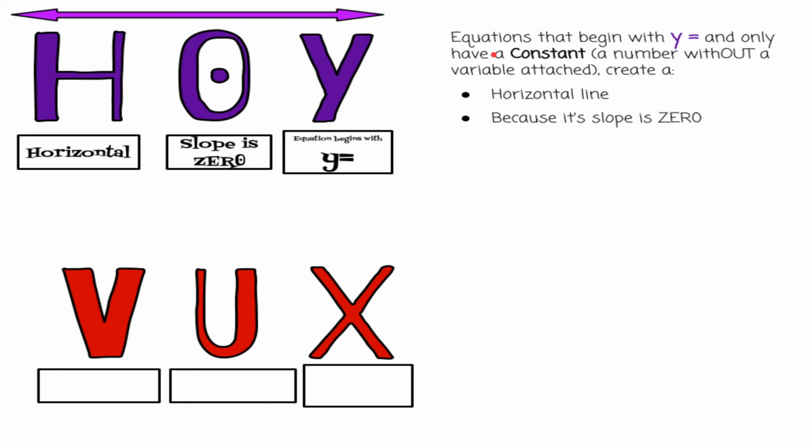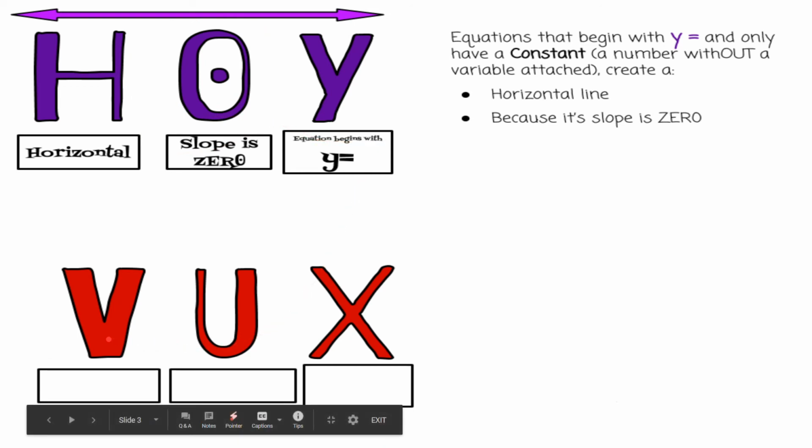Let's talk about VUX, all right? So HOY is obviously talking about horizontal lines with a 0 slope that begin with y equals. So VUX obviously must be talking about vertical lines.